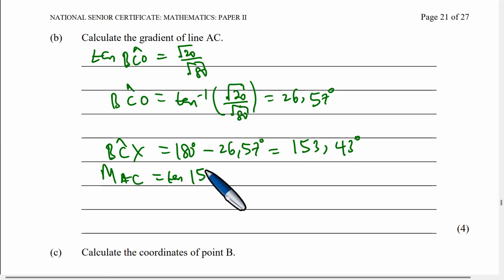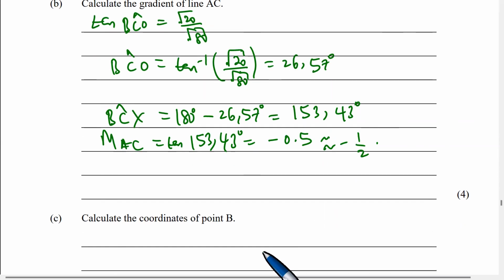is the tangent of 153,43 degrees. So what is the answer to this? So we're going to take the tangent. Right, if you take the tangent of 153.43, this is minus 0.5. So that is the gradient. Okay, there are many other ways to do this. In which case, this is approximately minus 1/2.